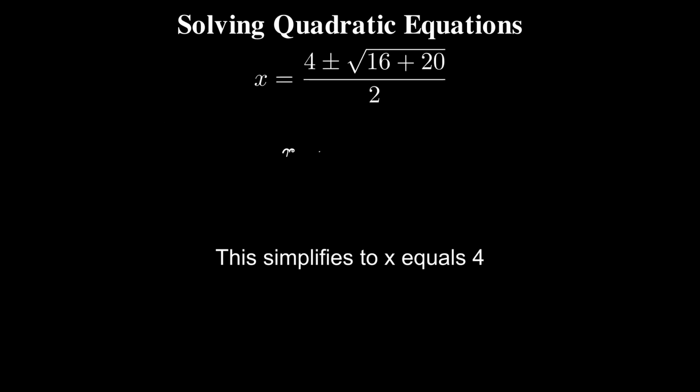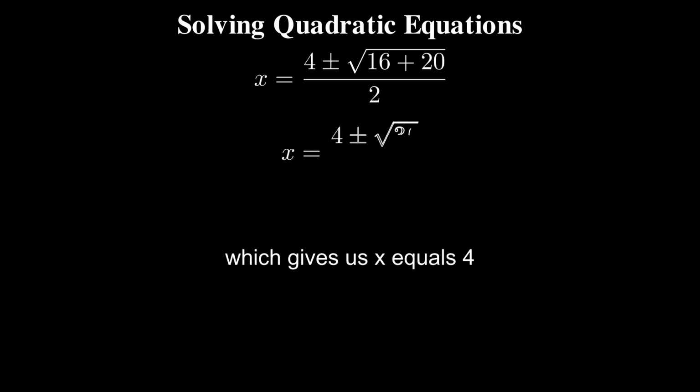This simplifies to x equals 4 plus or minus the square root of 36, all divided by 2, which gives us x equals 4 plus or minus 6, divided by 2, so x equals 5, or x equals negative 1.